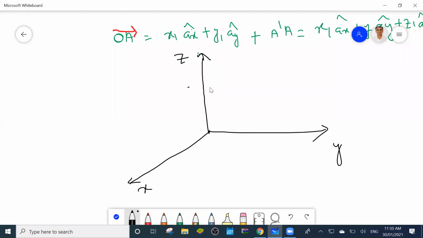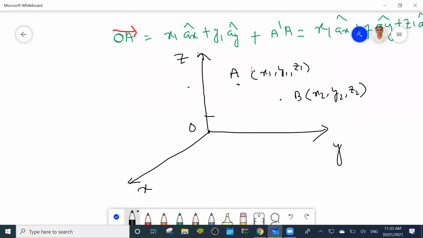In this case, what happens? Suppose this is the origin and this is a point. That point is A, with coordinates x1, y1, z1. And suppose this is another point, B, that is x2, y2, z2. Now you have to find out what is AB.